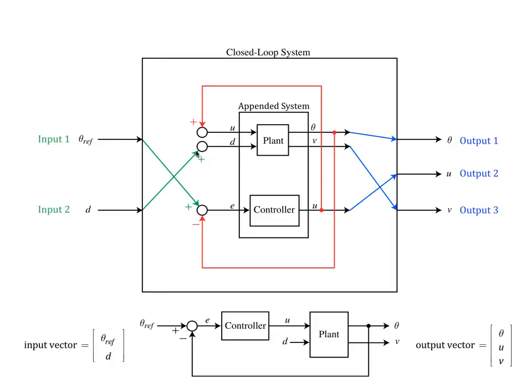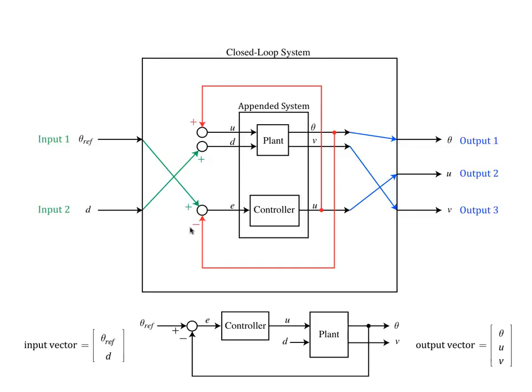And perhaps most importantly, we've got some feedback connections shown here in red. Specifically, we've connected to the U input to the plant, the U output of the controller with a plus sign in the feedback path. And we've connected to the E input to the controller, the theta output of the plant with a minus sign in the feedback path. So those are the connections to be made to create our closed loop system from our appended system.